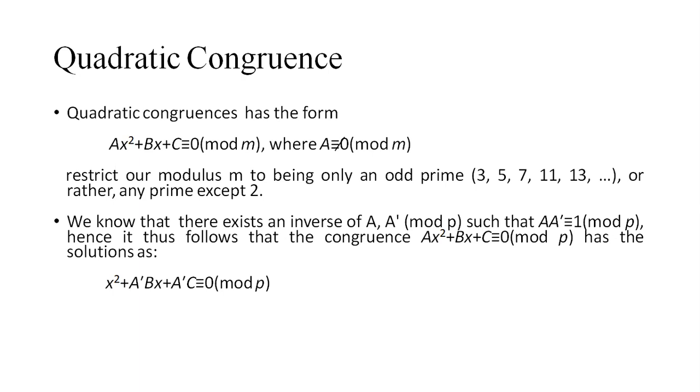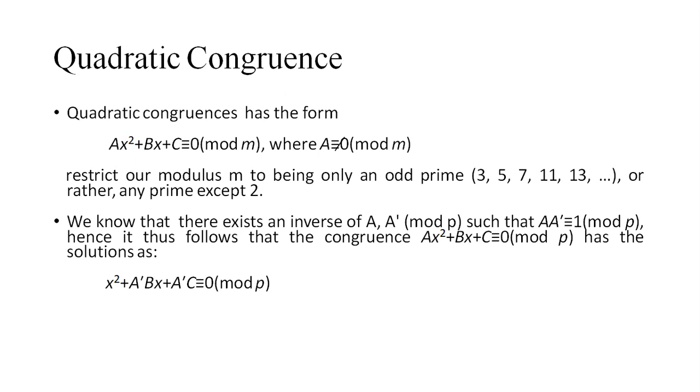Quadratic congruence has the form ax square plus bx plus c congruent to 0 mod m. Here, a is not equal to 0, a, b, c are constants, and m is an odd prime number. So generally, in the case of quadratic congruence, we consider only values of m which are odd prime numbers like 3, 5, 7, 11, 13, etc. And we are not considering the even prime number 2, because the only even prime number we know is 2.